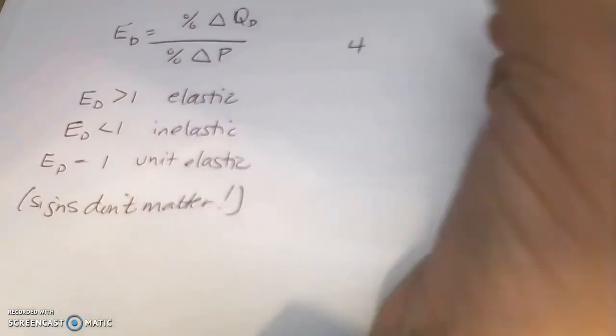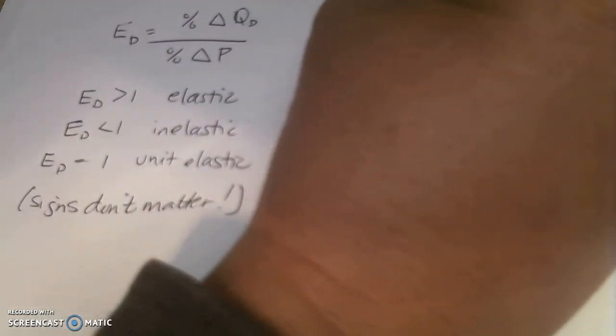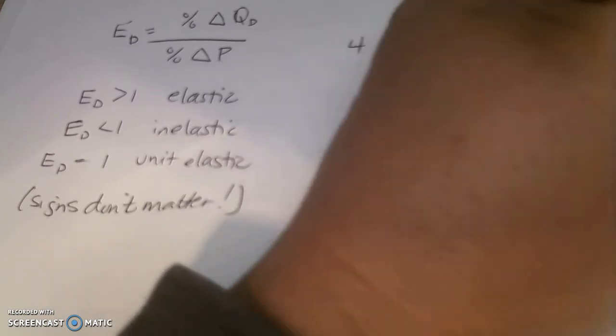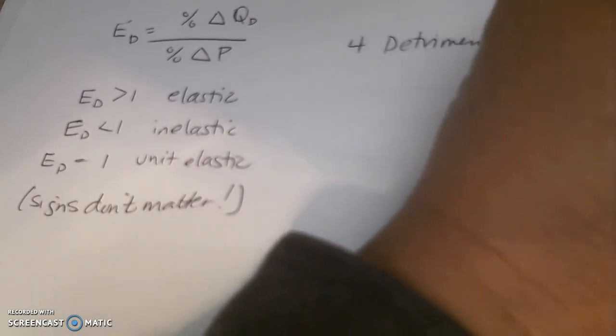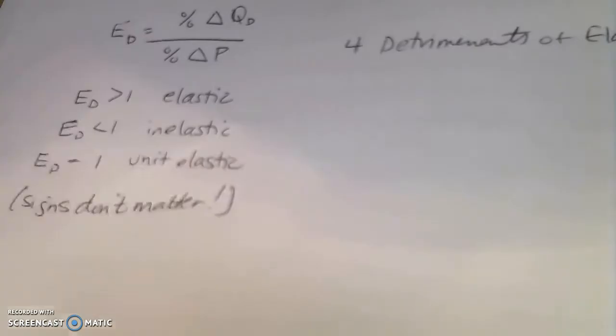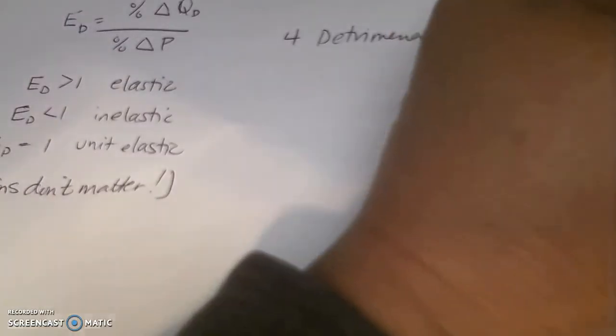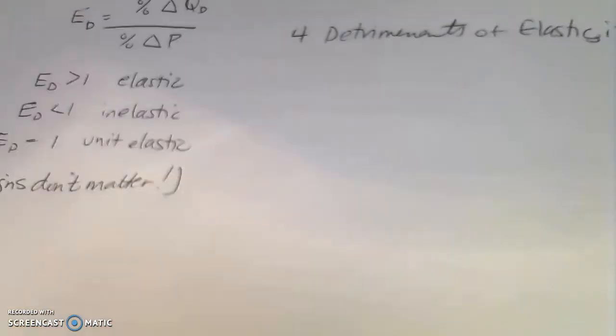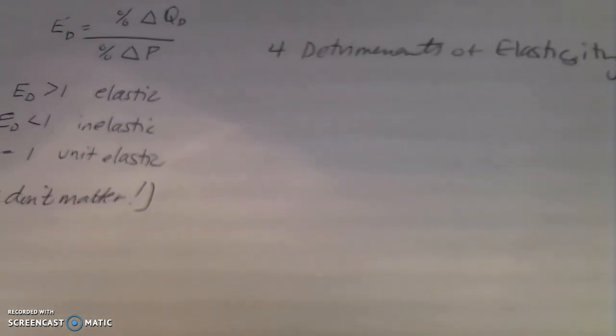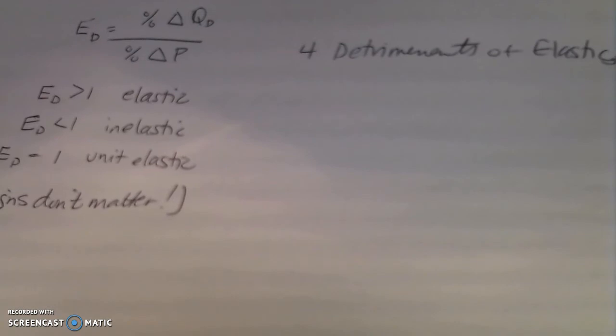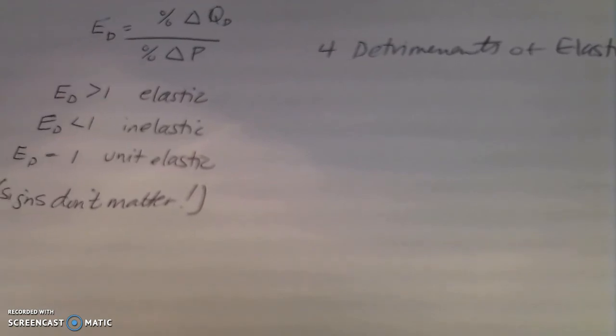So let's talk about what makes this. And there's actually 4 reasons, or determinants is what the book uses. Determinants of elasticity. What makes it more elastic or less elastic? Let's see if I can spell. And I'm going to see if I can move this away a little bit. I can. All right.